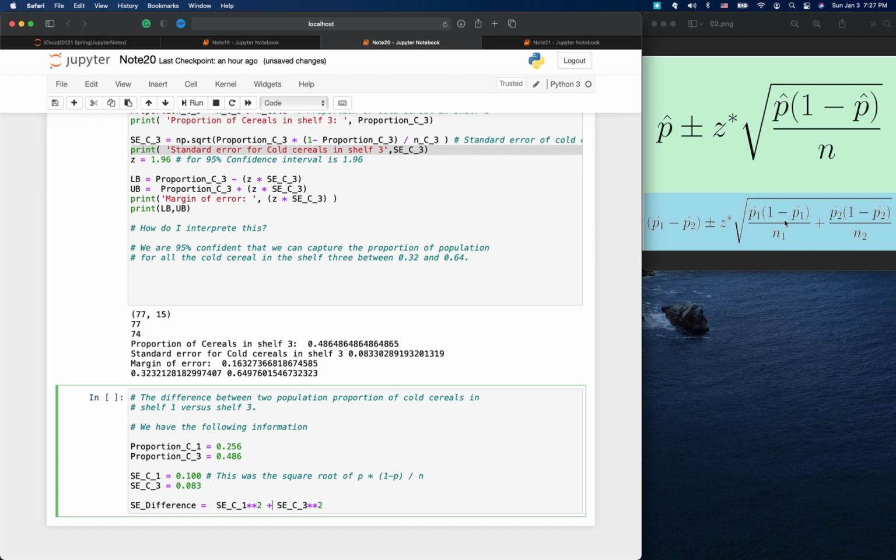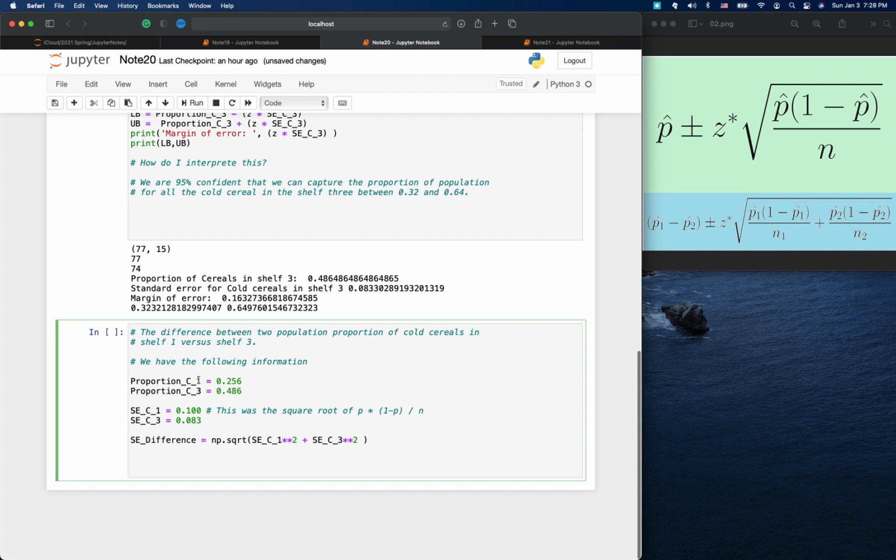So now I have a standard error plus a standard error without a square root, and then I'm going to take a square root of the whole thing. Okay, so now I have a square root above that. So this will be the standard error difference, meaning the whole part on this side. And then what else do I need?